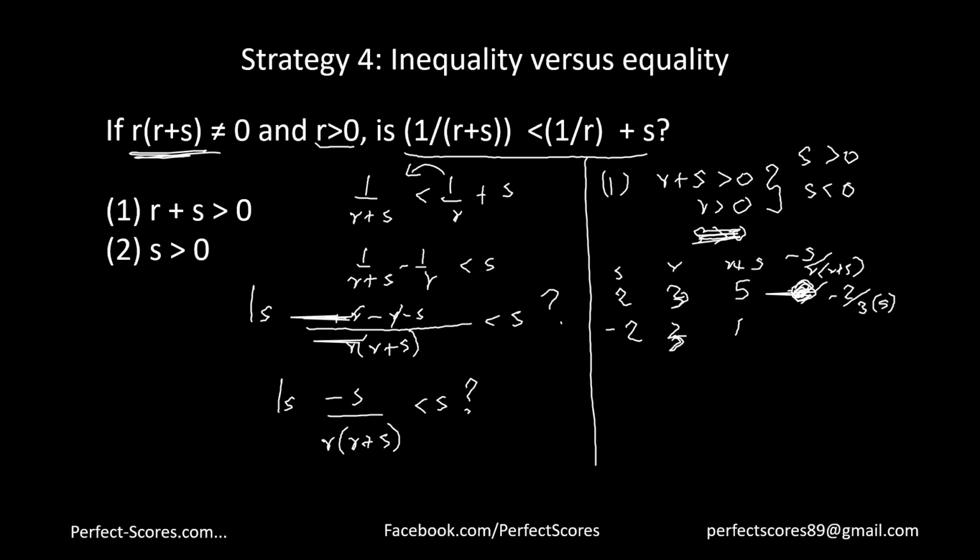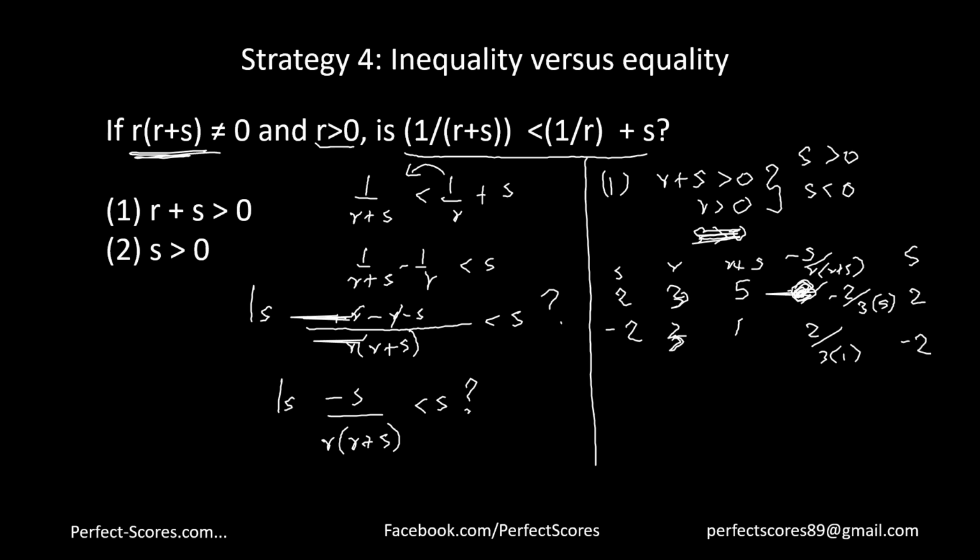This over here is negative S, which is equal to negative of negative 2, which is 2 over R, which is 3, into R plus S, which is 1. So this is positive here. So I'm getting something interesting. This over here is 2. This over here is -2.